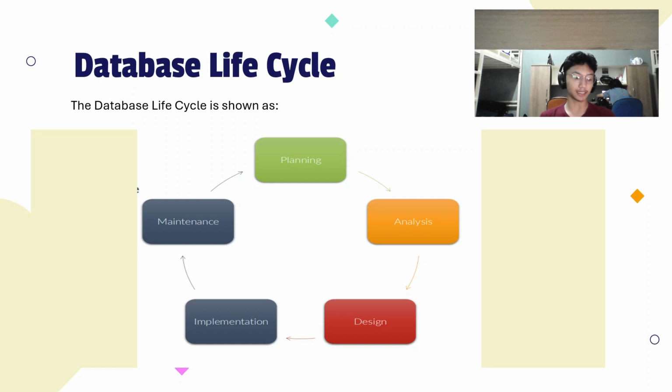The fifth one is maintenance. In case of any problem in the dataset or the database, we have to know how easy it is to maintain, and we have to be able to maintain and fix the problem itself in the database.